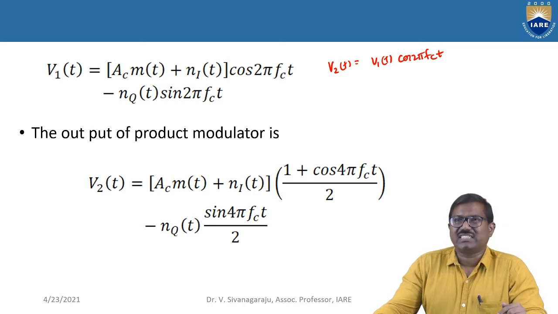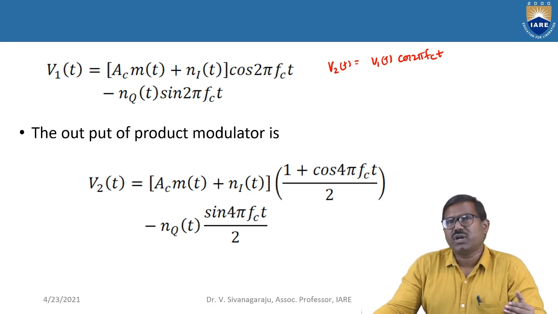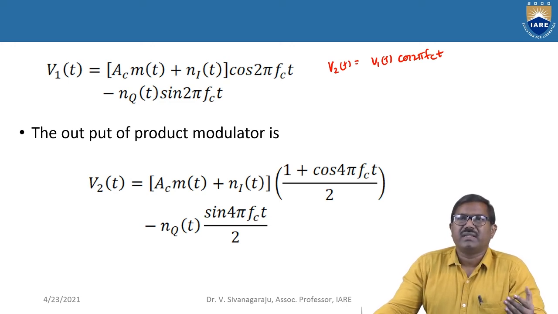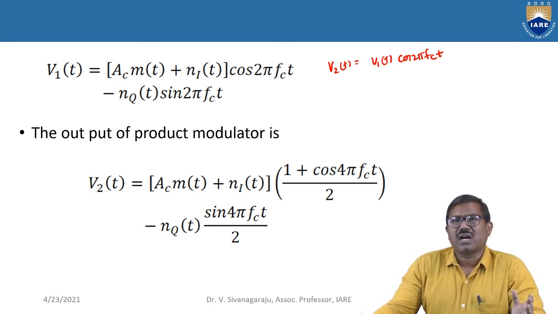So already we have a cos term in V1 of t, and again a sin term is there. So when two cos terms multiply, we get cos square theta, so here we use the cos square theta formula. And in the second term, we have sin theta into cos theta, which is nothing but sin 2 theta by 2. And again this term cos square theta, we change using cos 2 theta equal to 2 cos square theta minus 1, and rearranging, we get 1 plus cos 4 pi f_c t.